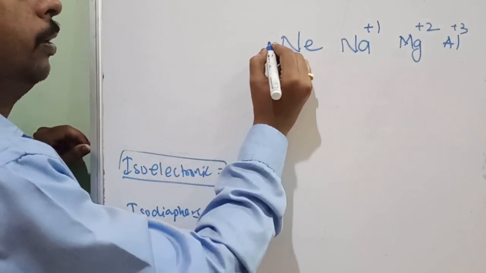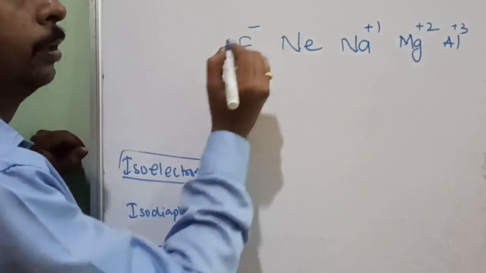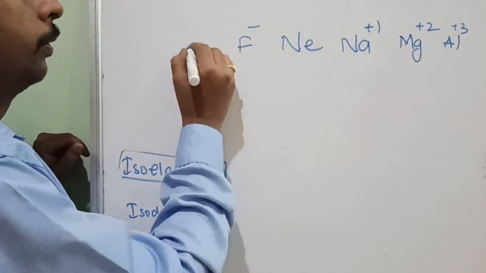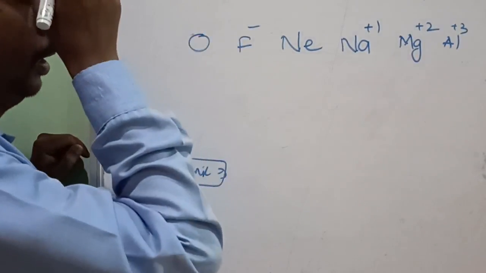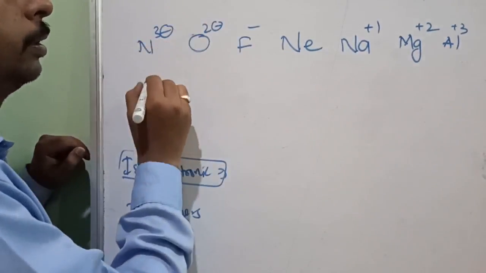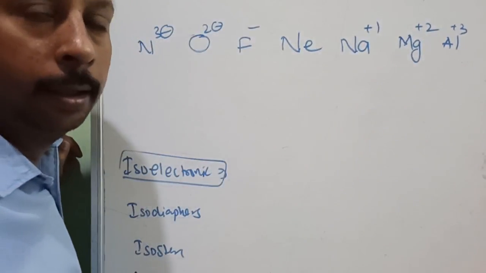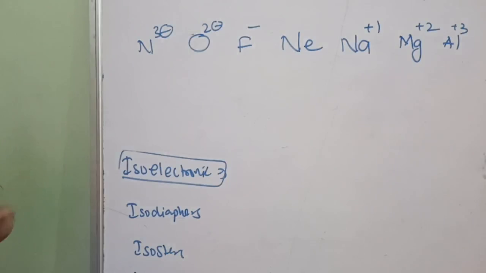Now coming to before neon, it will be fluorine, with 9 electrons. I will give 1 electron, making it negative. Then before fluorine, oxygen has only 8. It requires 10, so 2 minus, and nitrogen 3 minus. Is it understood? All of them are isoelectronic. Make a note of it.